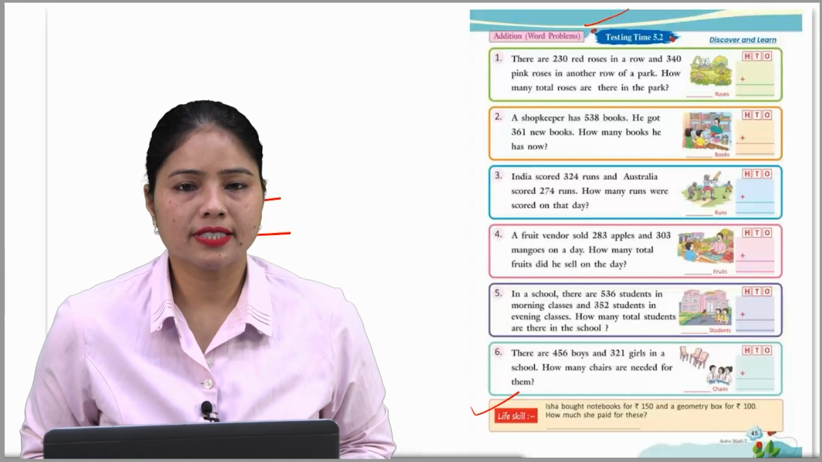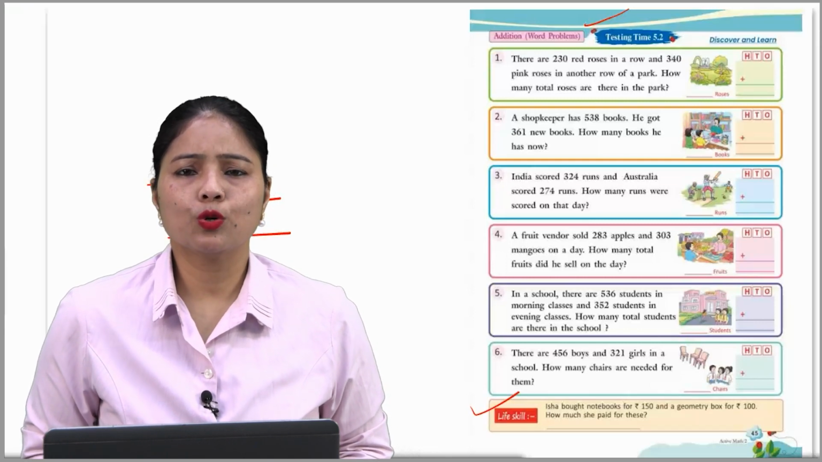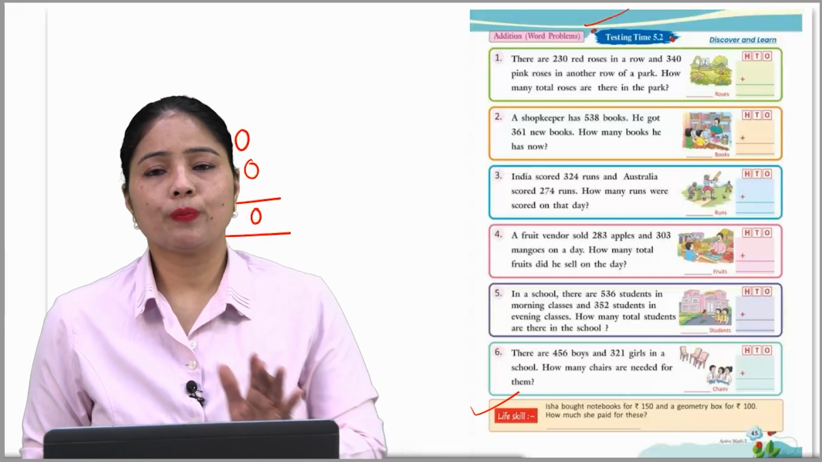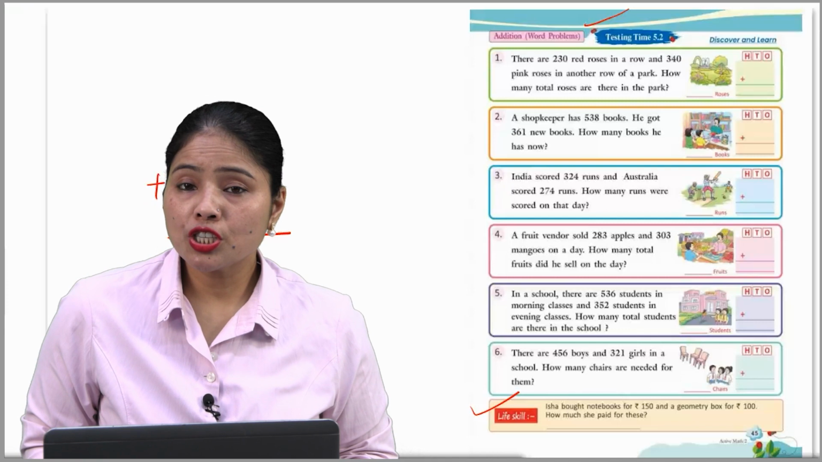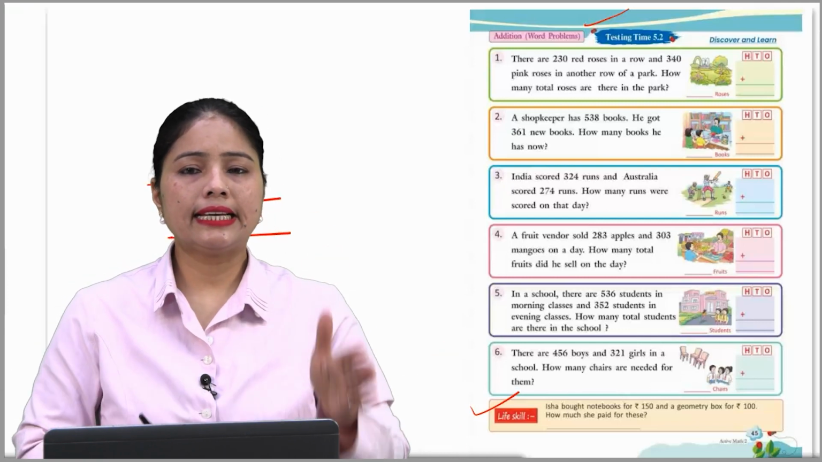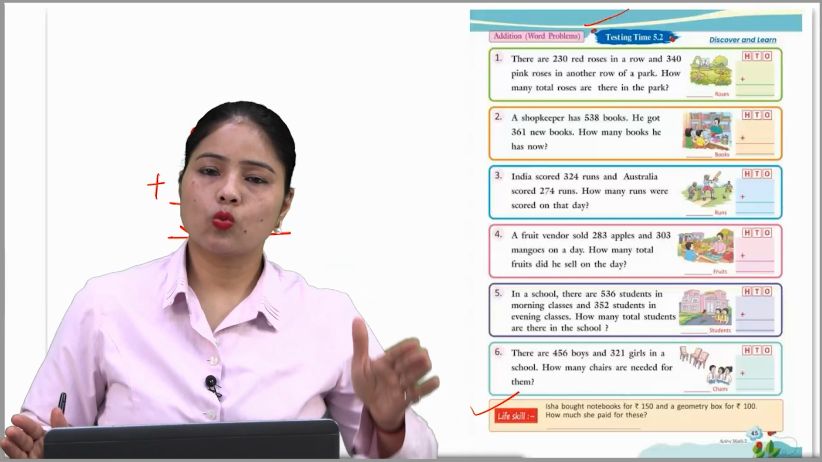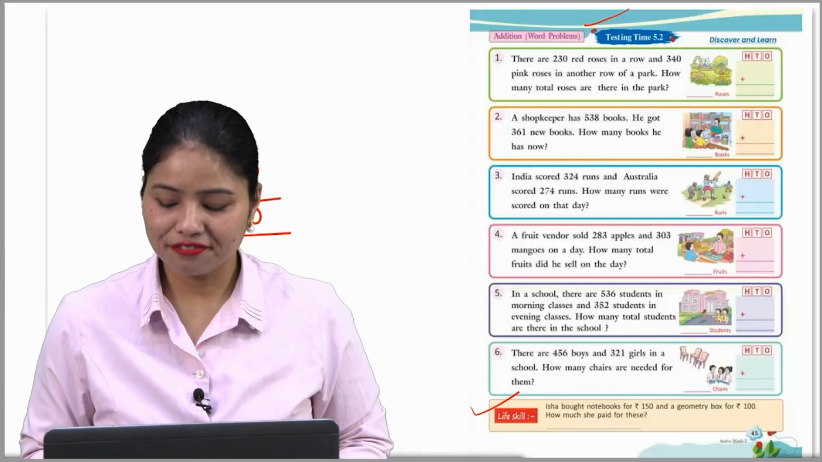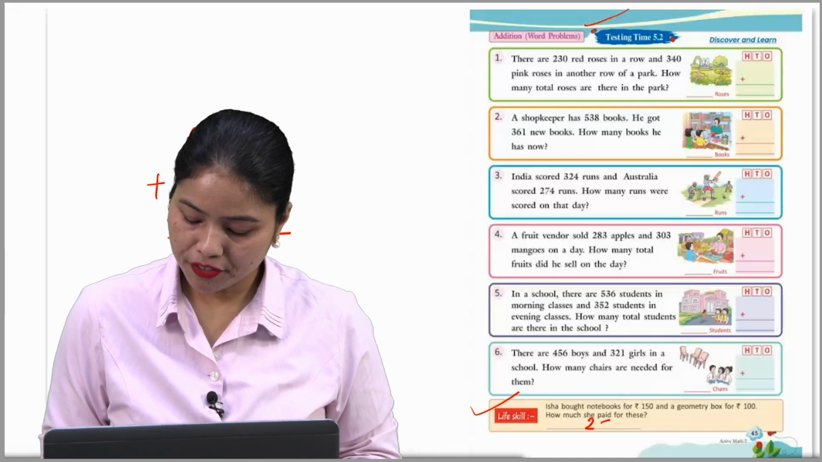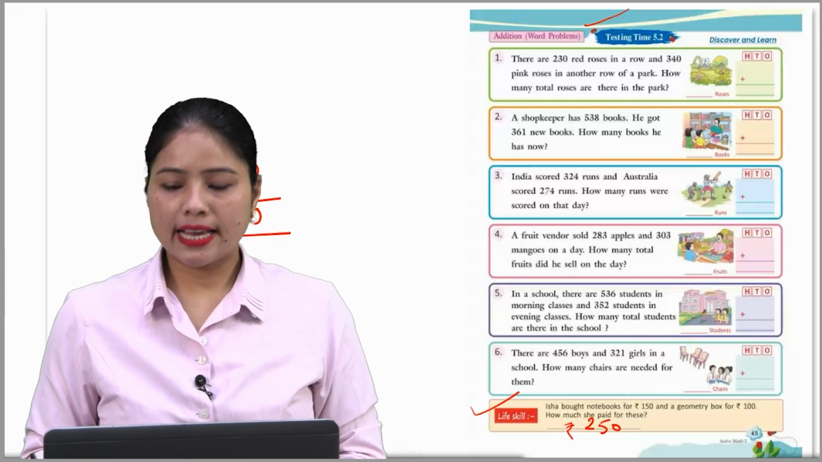Now move on, life skill. Isha bought notebooks for rupees 150 and a geometry box for rupees 100. So how much did she pay for these? Clearly, 150 plus 100 becomes 250. Yes, so she needs to pay 250 rupees to the shopkeeper. Okay, so this is how we solve that one.